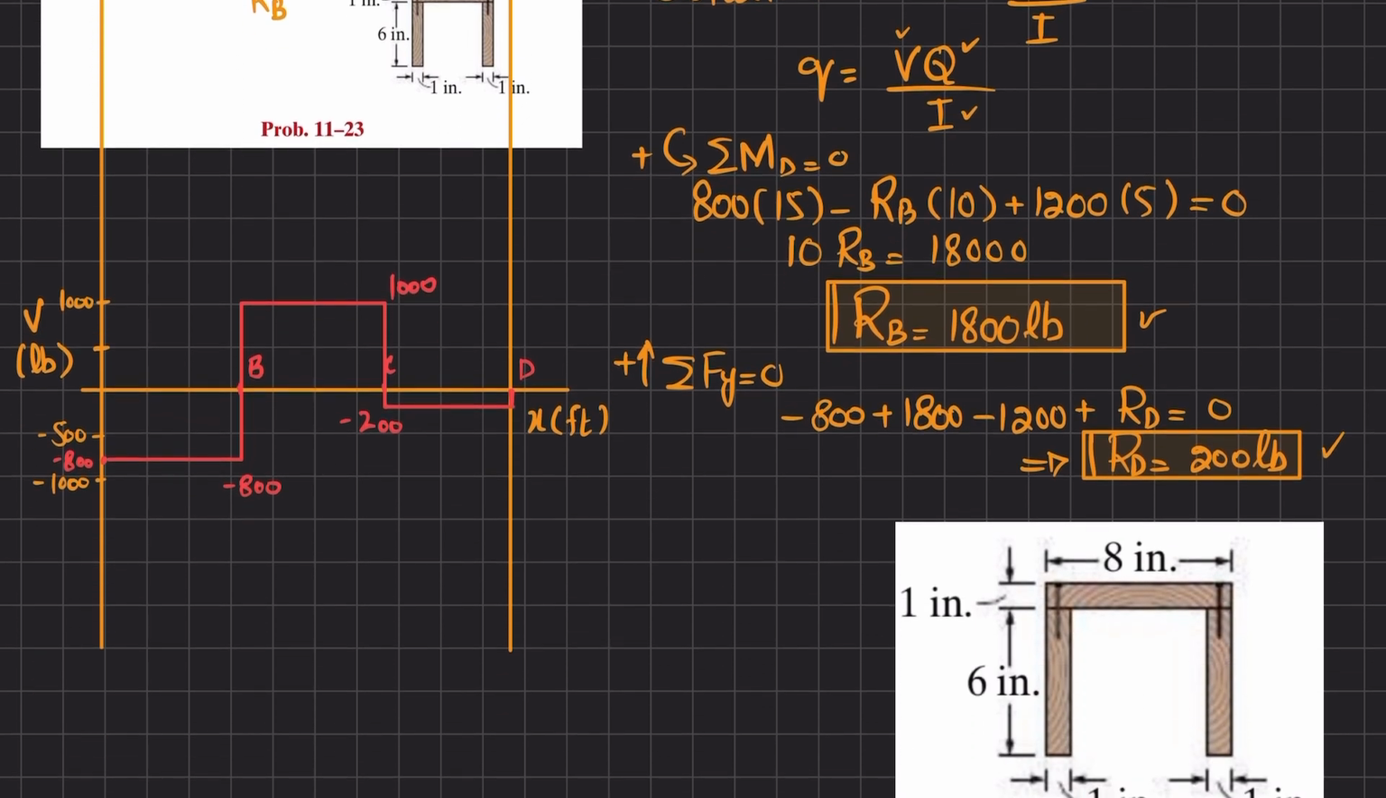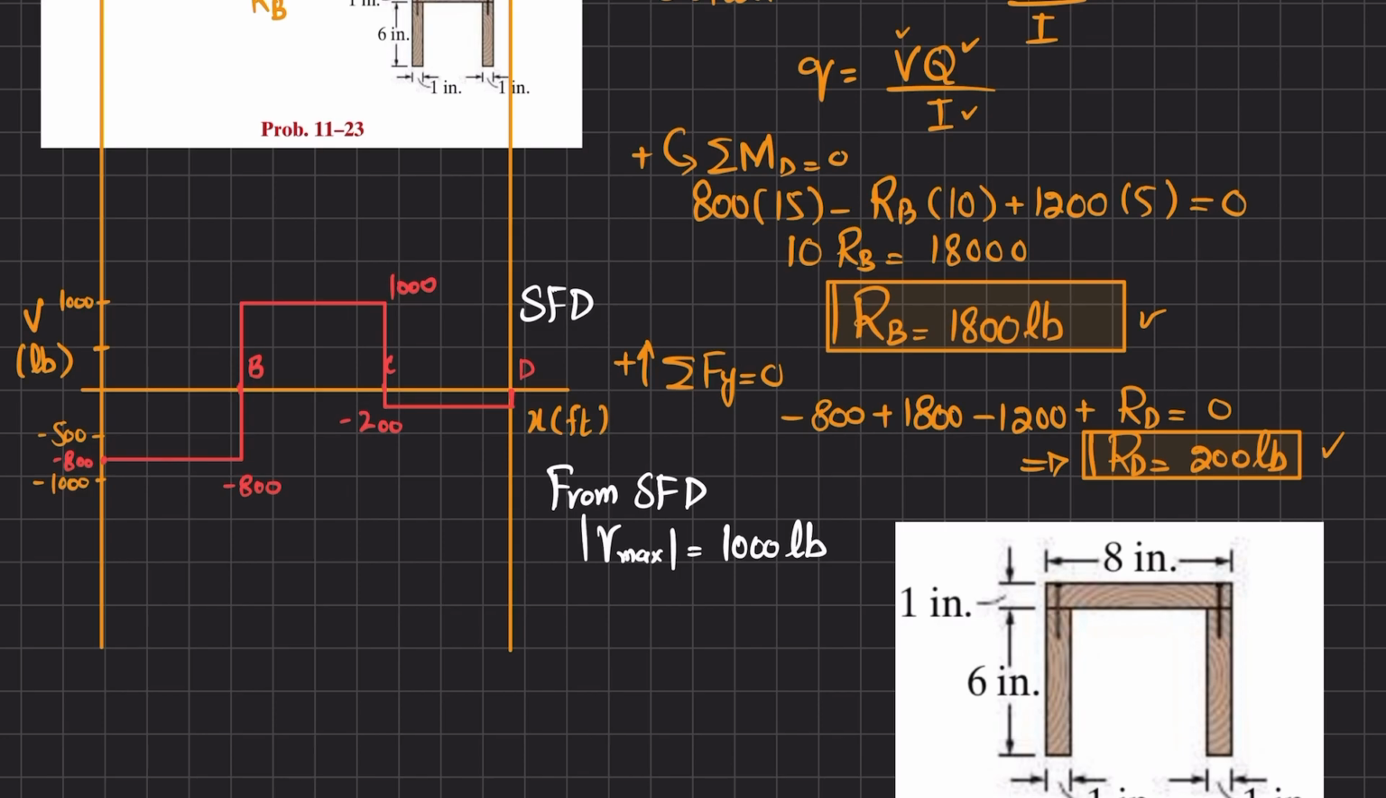So from the shear force diagram, SFD, you will get the maximum absolute value of shear force, which is 1000 pounds. You can see this is 1000 pounds.